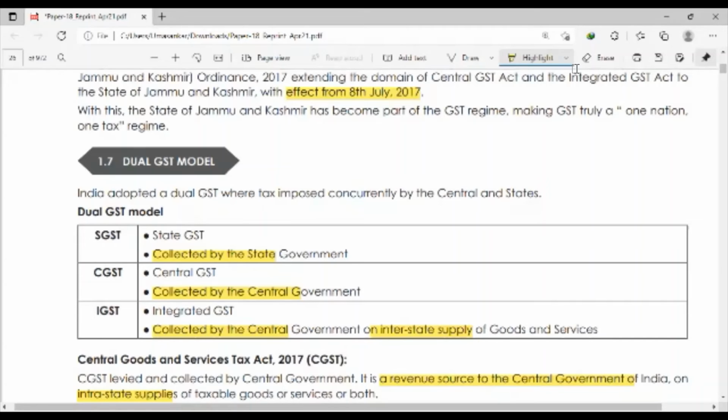Then what is IGST? IGST is integrated GST, which is levied when there is interstate supply from one state to another, or one union territory to another union territory, or one state to another union territory. At that transaction, GST is collected by the central government, but it will be distributed to the central government and the consumption state.